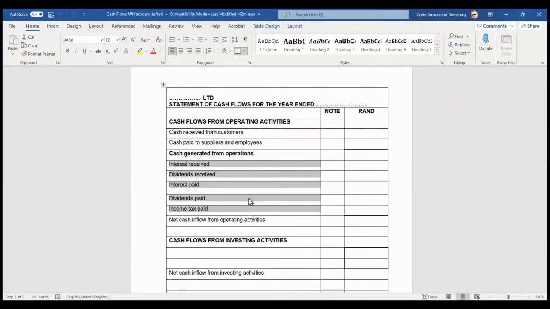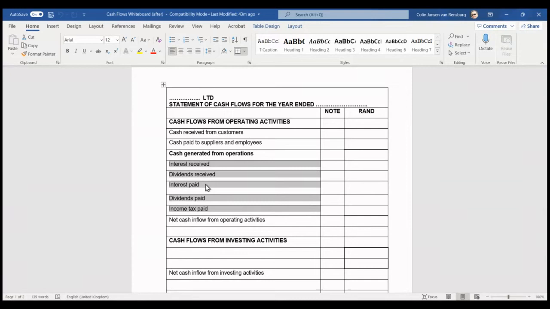So you can see they are not the same. Whereas your operation deals with your day-to-day normal trading activities, these items below are also regarded as operating activities, but they do not deal with your day-to-day trading activities. So they do not deal with your wheelings and dealings with your customers, or with your suppliers and employees. They are slightly different, right? They are also regarded as operating activities.